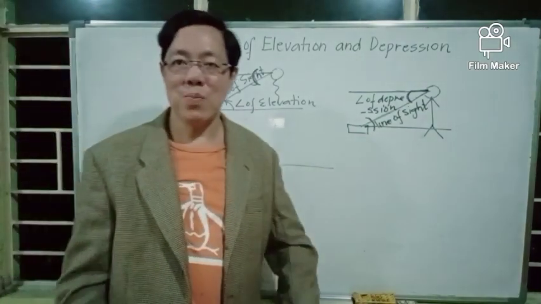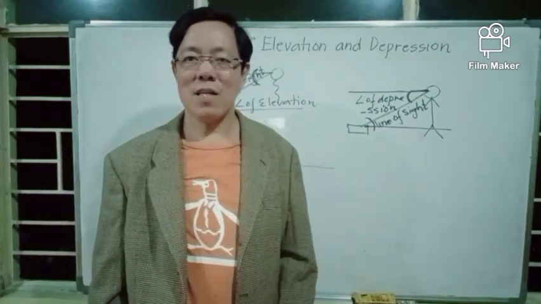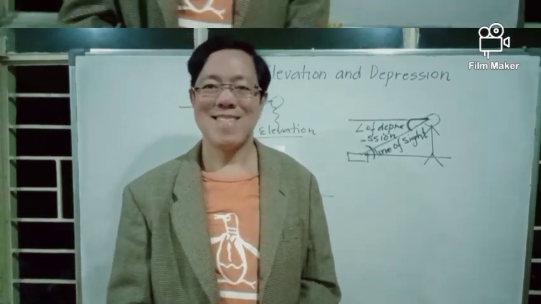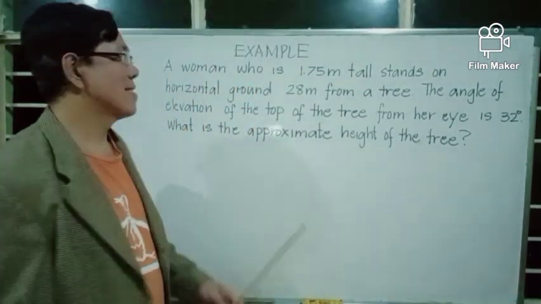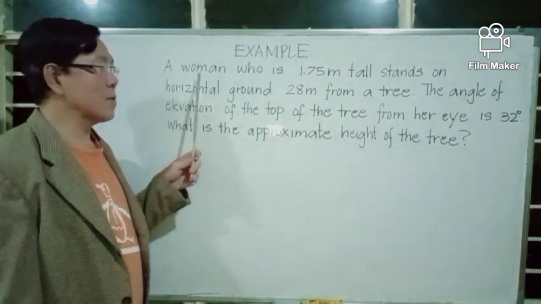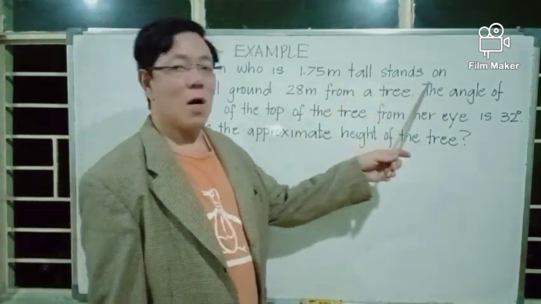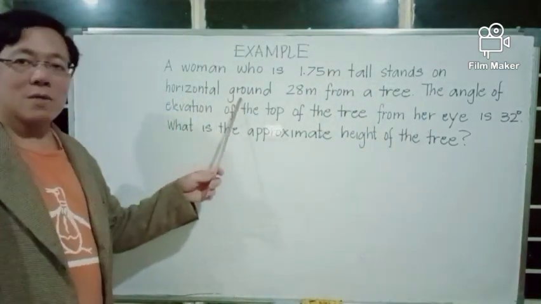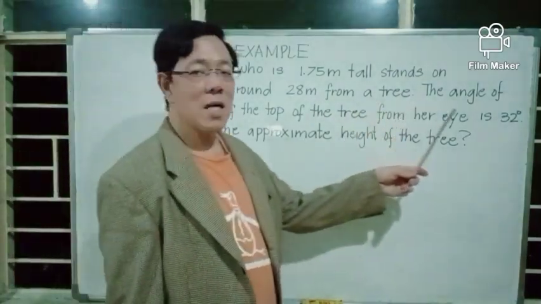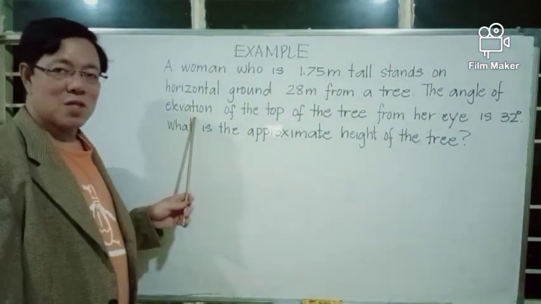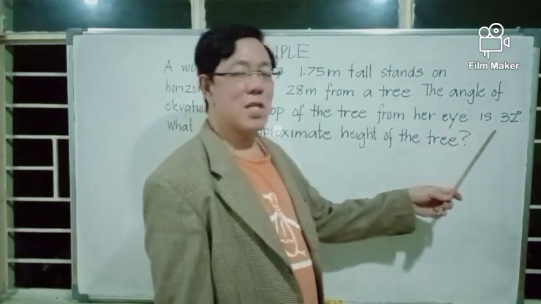Now we will have some word problems that involve angle of elevation and angle of depression. For our first example, consider the following problem. A woman who is 1.75 meters tall stands on horizontal ground 28 meters from a tree. The angle of elevation of the top of the tree from her eye is 32 degrees.